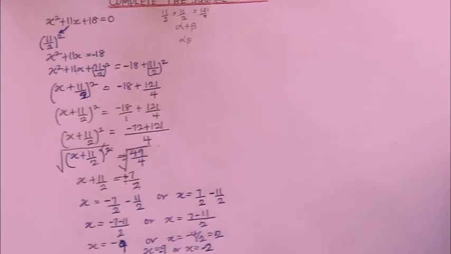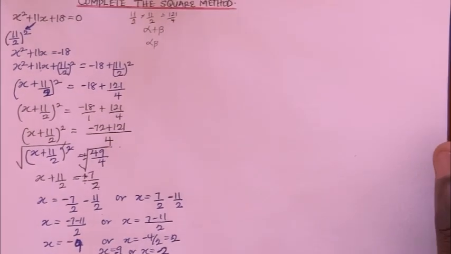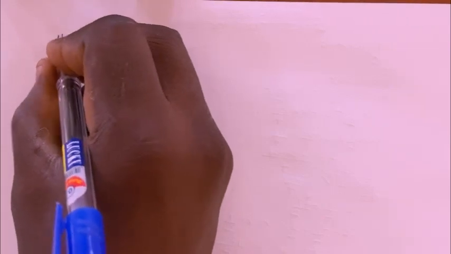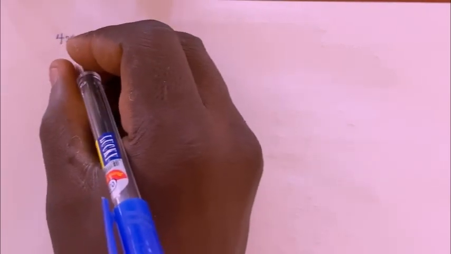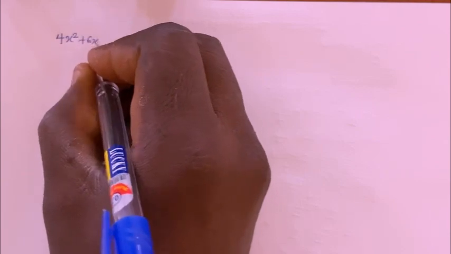So let's solve one more question under this completing square method so that you guys will understand it very well. Now suppose we are asked to solve 4x squared plus 6x minus 1 equals 0, using the completing the square method.